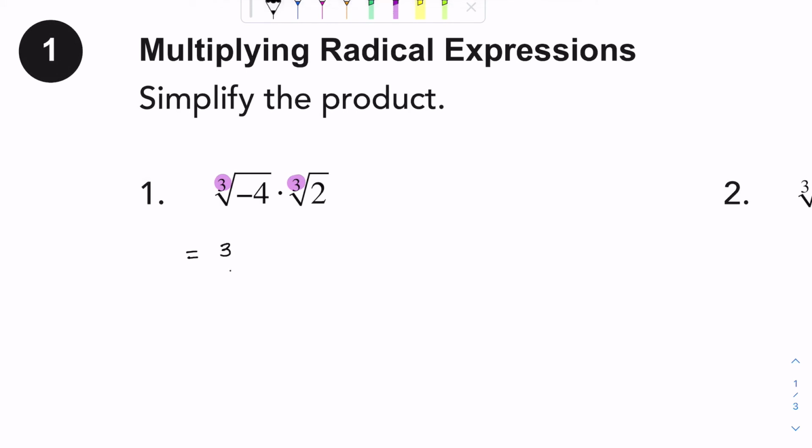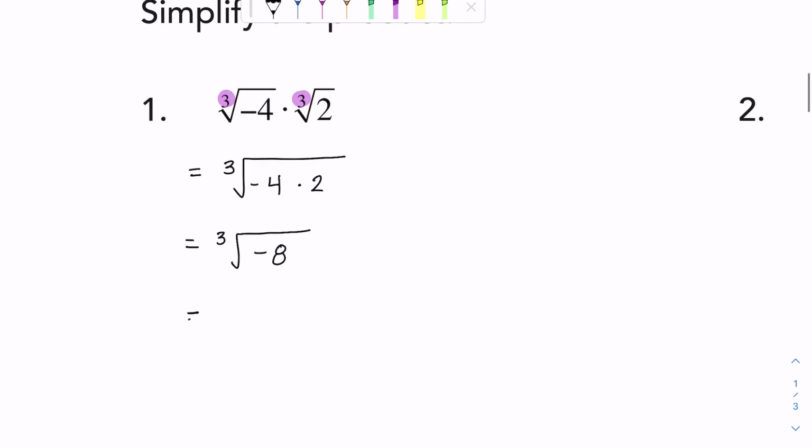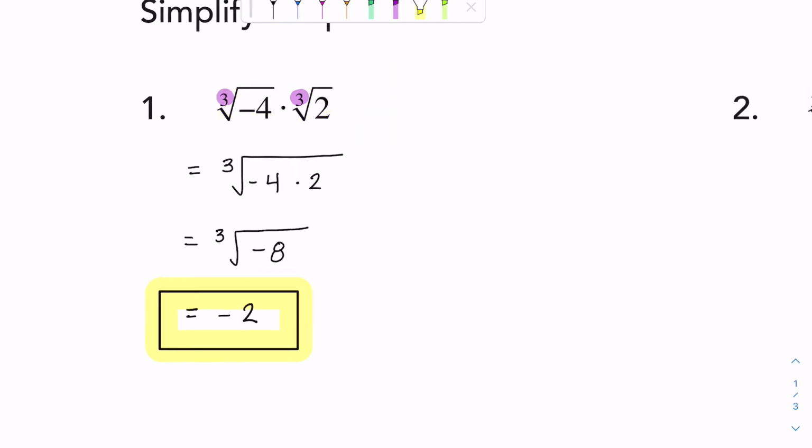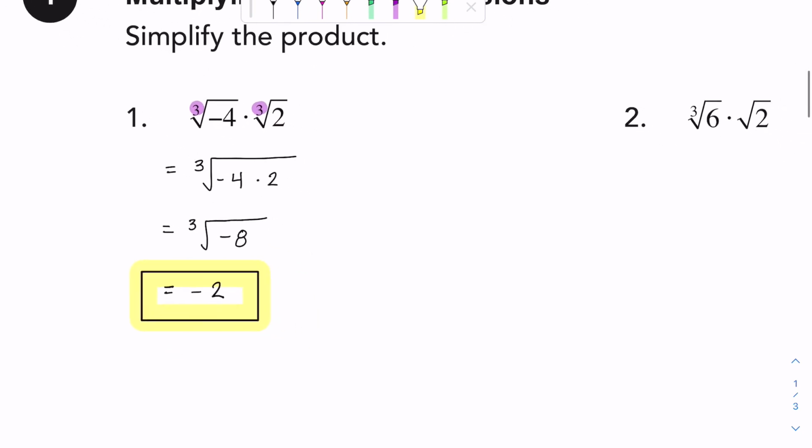This would give us the cube root of negative 4 times 2. The cube root of negative 4 times 2 is negative 8, and negative 8 is a perfect cube. This simplifies to just the value of negative 2. Negative 2 is your solution. You would not have got that answer if you left it in its original form. So taking this form, going to the form of combining the radicals, is what allows you to answer the problem.